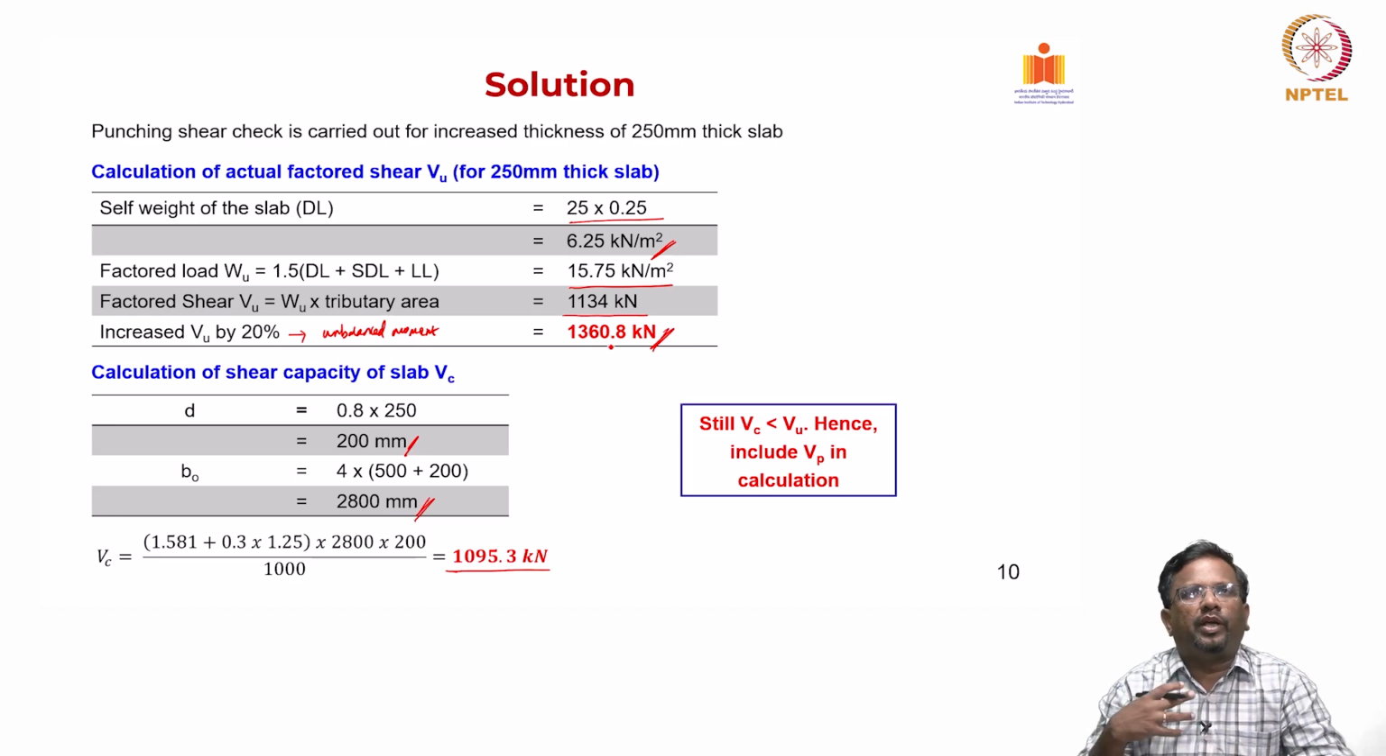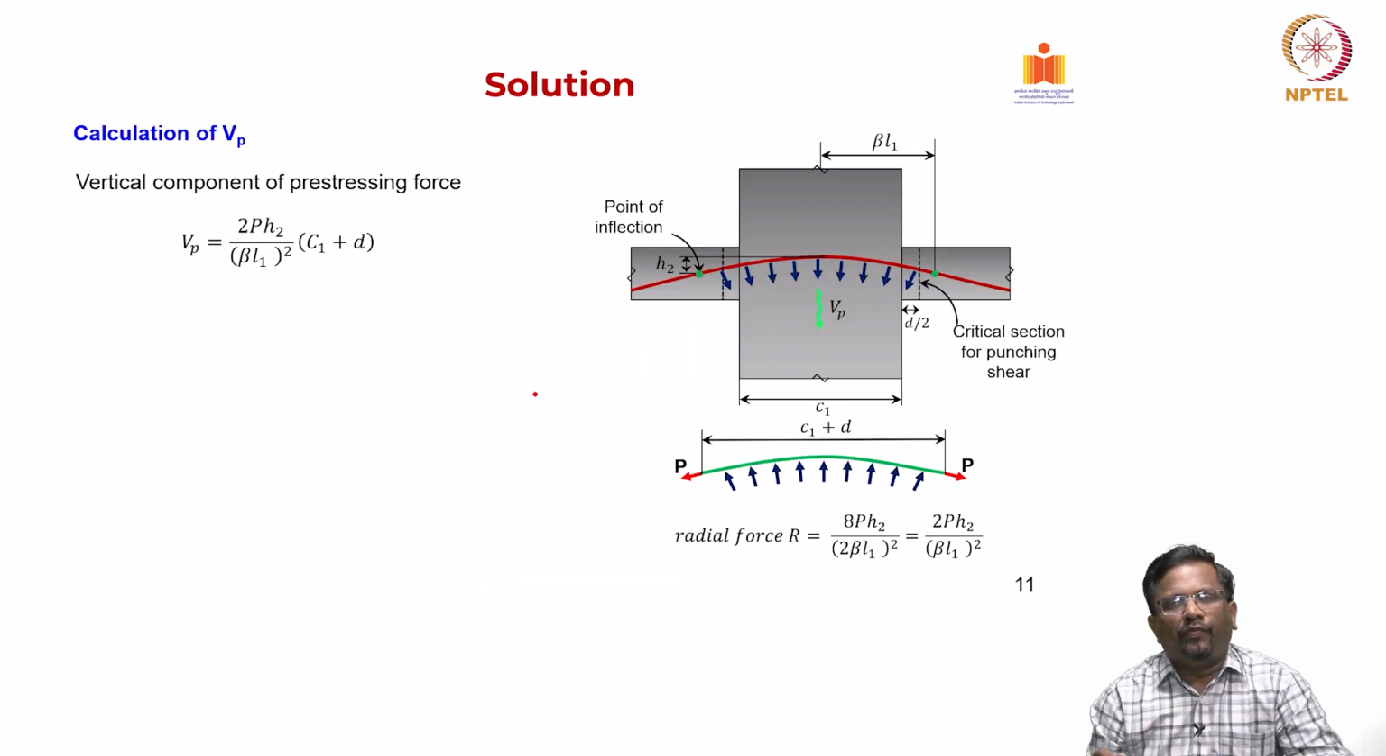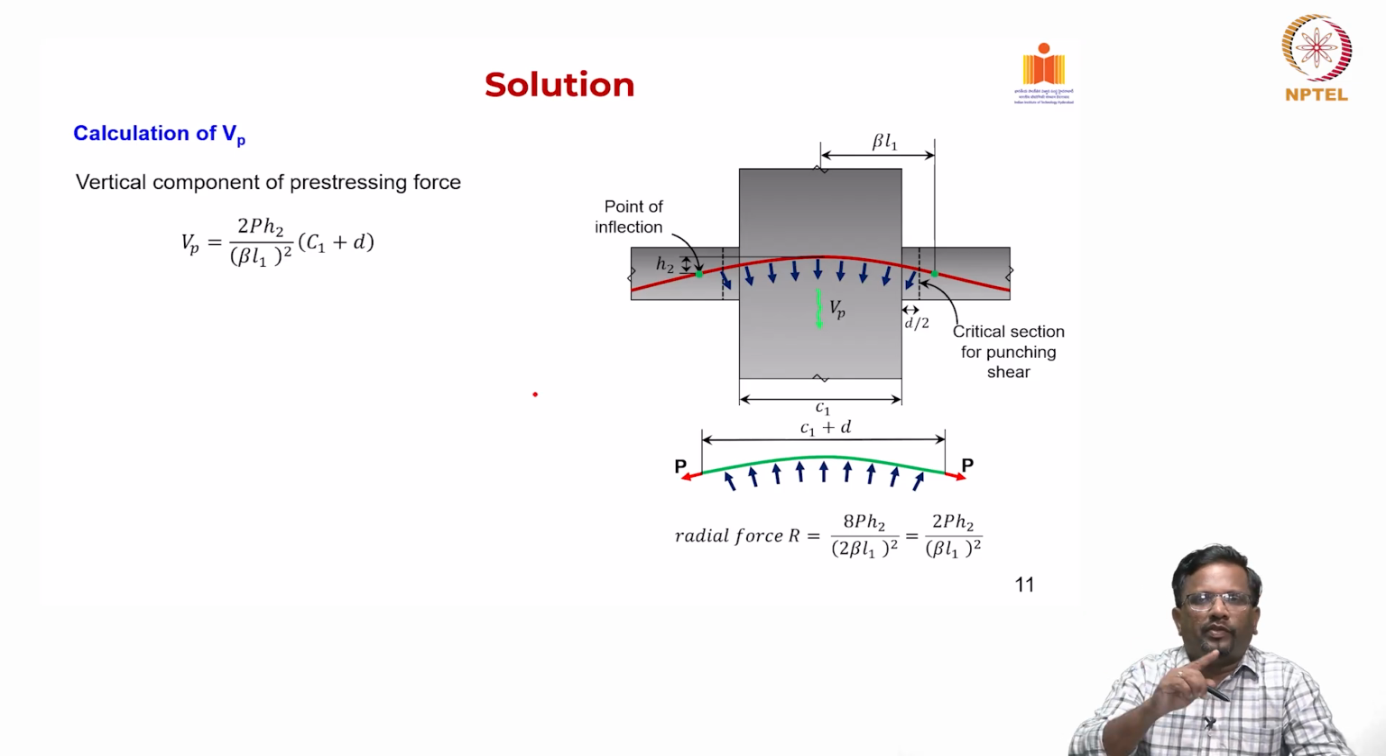Now, I want to take advantage of the VP component, right. Initially conservatively we had ignored it, but now even after increasing the thickness to 250 millimeter, it is still not meeting the demand. So, let me see if by adding VP we are able to meet the requirement or not. Right.